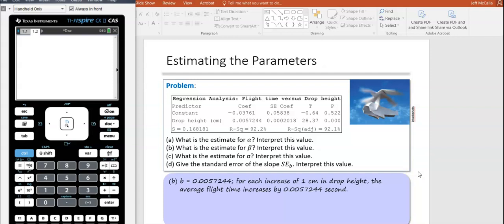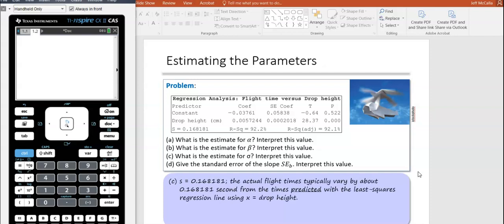What's the estimate for standard deviation? You can find that right there. Actually, it says S right there. Do you see where it says S right here at the bottom left? So that's your standard deviation. The actual flight times typically vary by about 0.1681 seconds from the time predicted. Again, we're talking about a y hat here. We're predicting values using this regression line.